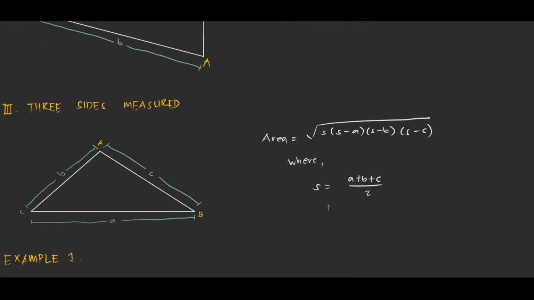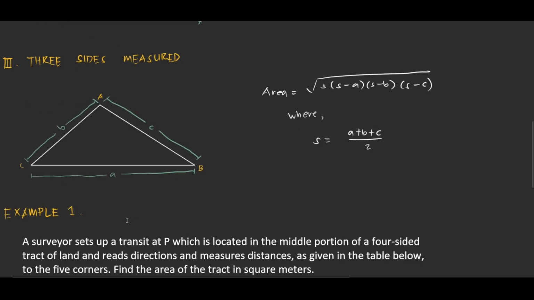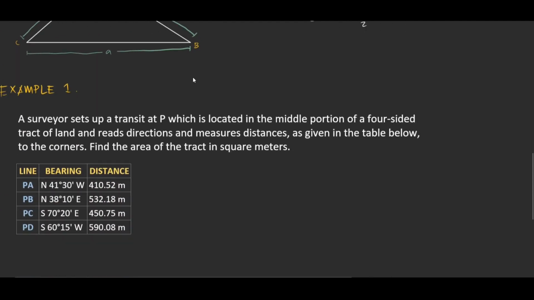Okay? So the area here is equal to the square root of S times S minus A times S minus B times S minus C, where S is half the perimeter, or A plus B plus C divided by 2. Okay, so as you can see here in the figure, we have the lengths of the sides A, B, and C, lowercase a, b, and c. Okay, so let's apply these methods.